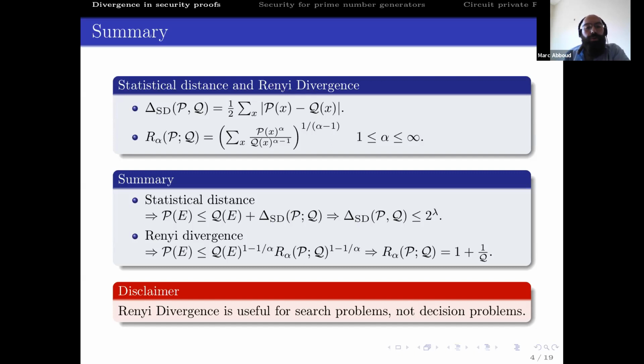Now, the disclaimer with the Renyi divergence is that it is useful for search problems and not for decision problems. There are some papers that use Renyi divergence for decision problems, but naively, if you just apply an inequality like this, it is only useful to assess security when you talk about search problems.